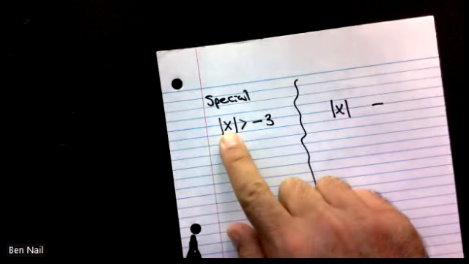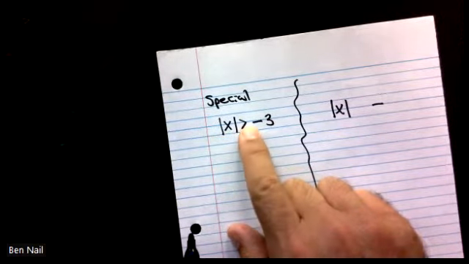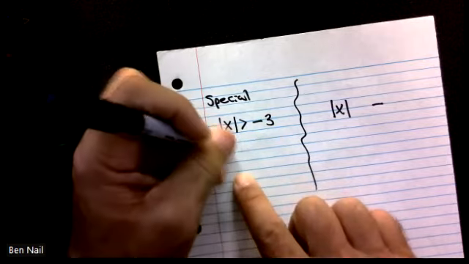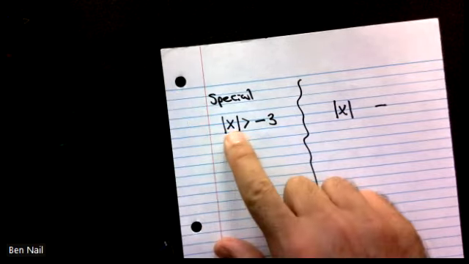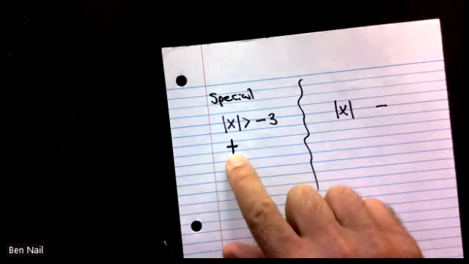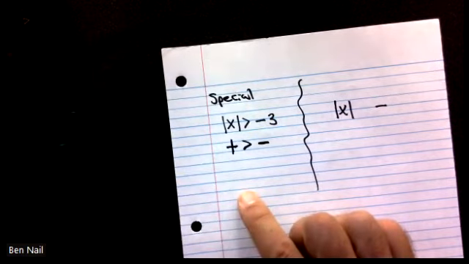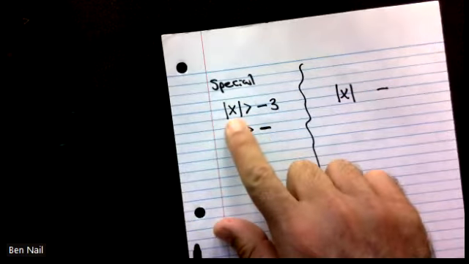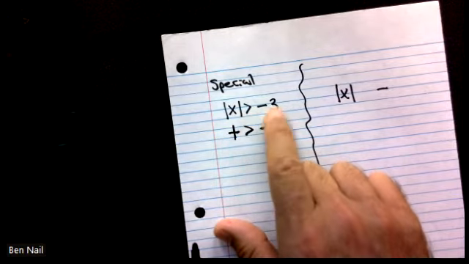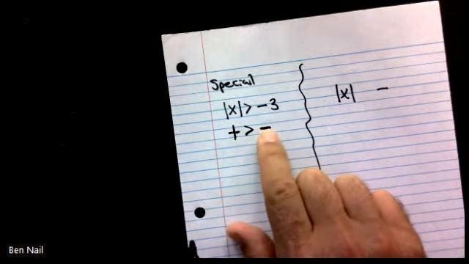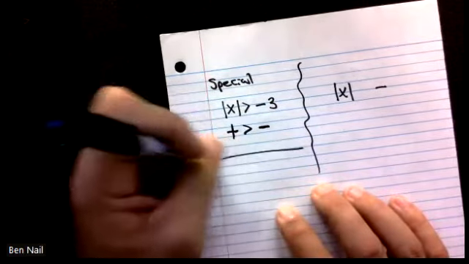If you have an absolute value being greater than some negative number, whatever it is, okay? Again, think about this. Absolute values are always positive. So it doesn't matter what you put in for X, this is going to be a positive number, okay? This number here is negative. So what this is saying is, will a positive number ever be bigger than a negative number? And the answer is yes, every single time. Positive numbers are always bigger than negative numbers. So in this case, everything will work.